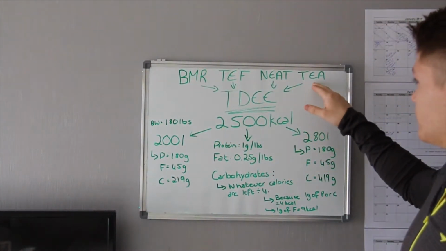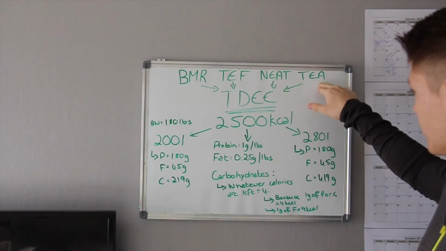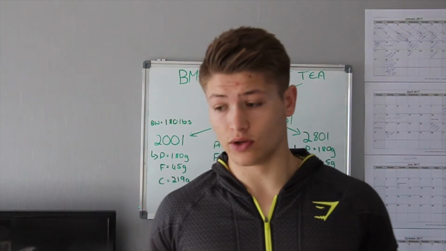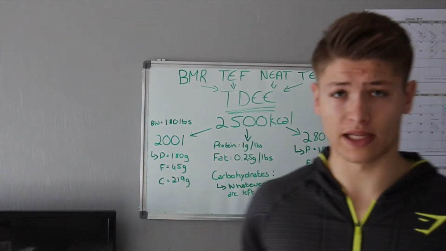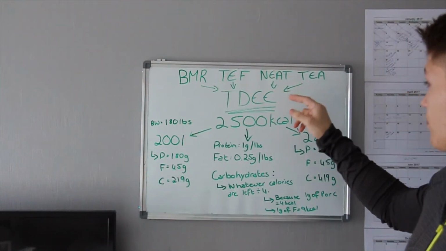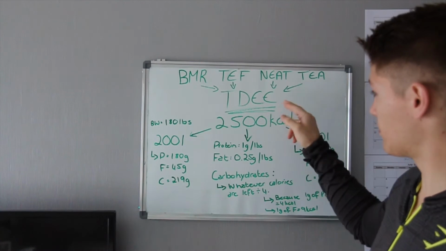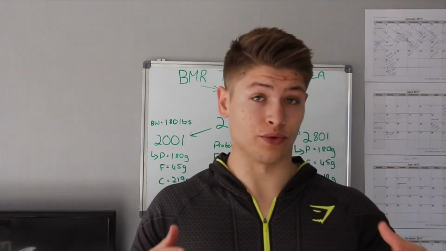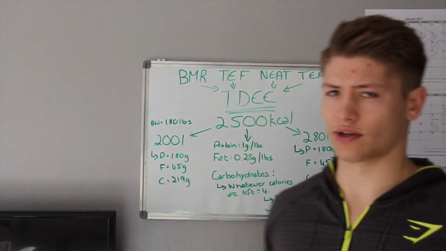And then we get to TEA. Now this is the thermic effect of activity. And the thermic effect of activity is the amount of calories that you will burn throughout your workout. So yeah, that's basically it. Add all of these up, and you'll get to your TDEE. So let's say you found out what your TDEE is, and your TDEE is 2,500 calories.